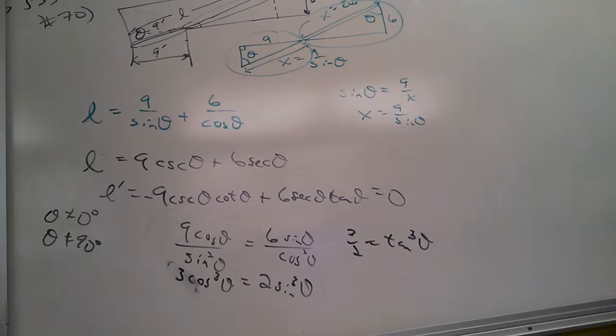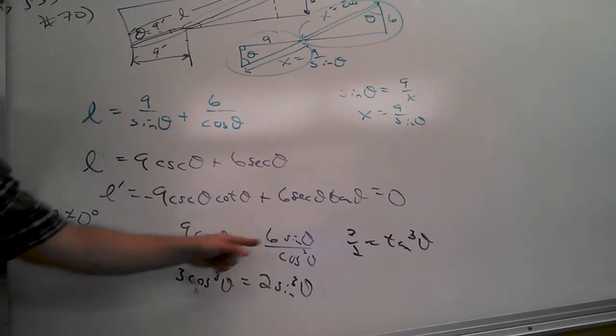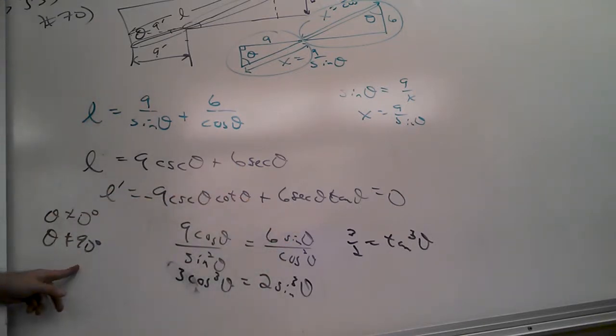But that's perfectly fine. You've got an equation for the length of pipe. Take the derivative so you can find its maximum. How do you get the 3 cosine cubed theta equals? Oh, just cross multiply. And I can cross multiply because I threw these 2 out.